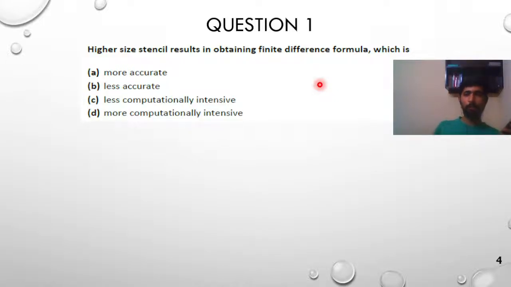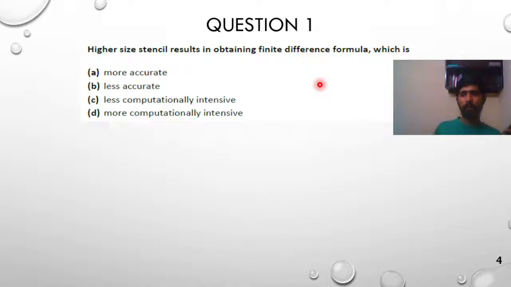See, don't confuse between delta x and higher stencil size, okay. Higher stencil size, they mean to say that they are taking more number of discrete points to calculate the fi dash, that is, they are taking fi, fi plus 1, fi plus 2 as much as possible. So that is the meaning of higher stencil size. A and D, majority of the people have written A and D, okay. Let us see.